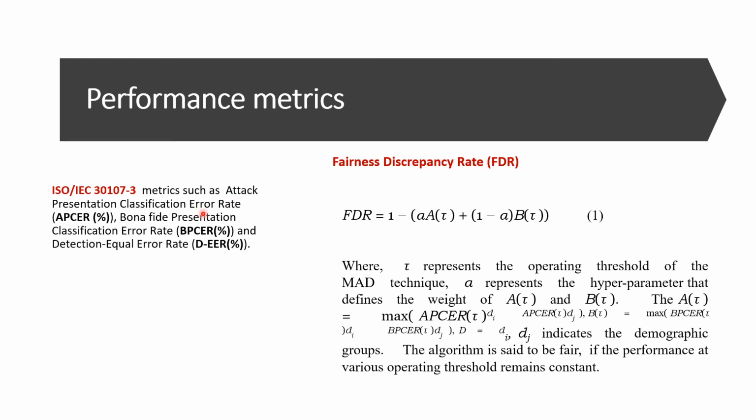And to benchmark the results, we use ISO/IEC metrics, that is APCER, BPCER, and we also include D-EER, the detection equal error rate. We also use another kind of fairness metric called FDR, which is represented as shown in the figure.